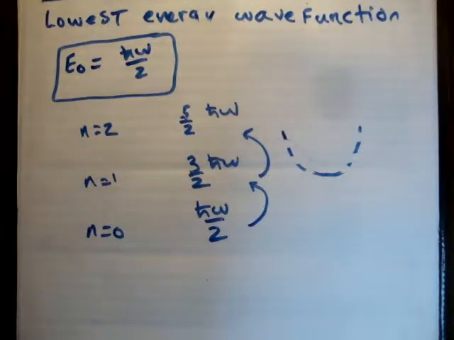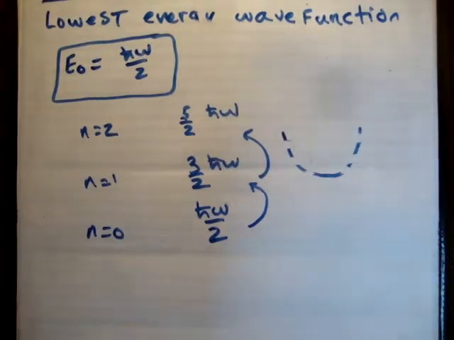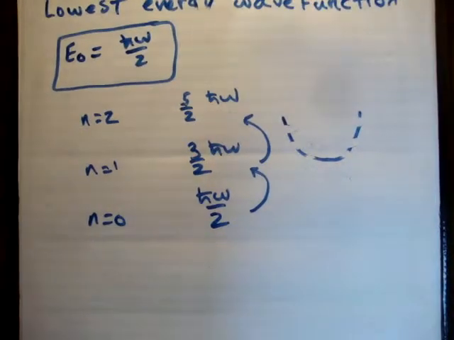That means, for example, if you cool your system down to 0 Kelvin, which we can't do, of course, but if you could cool it to 0 Kelvin, you'd find that your system would still always have h bar omega over 2 energy. It must have it. That's just the end of it, really.